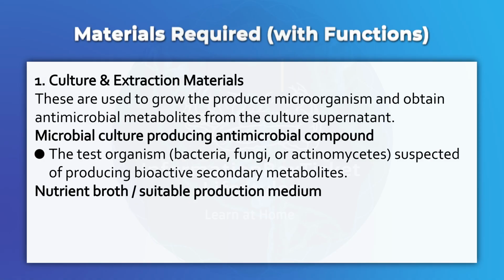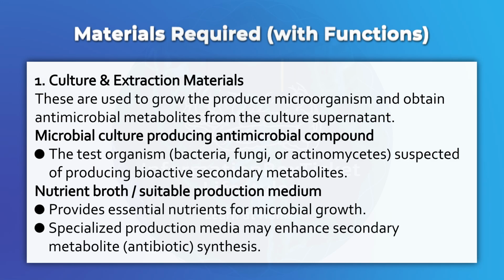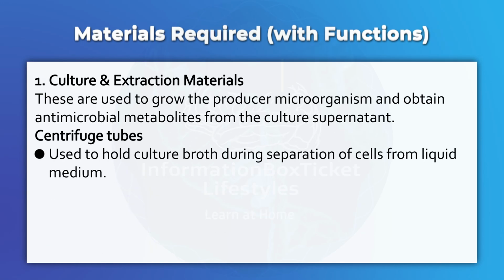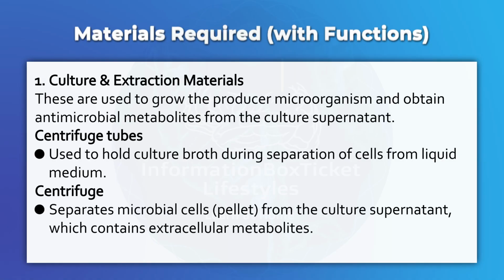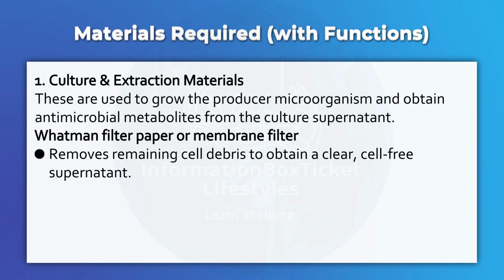Nutrient broth or suitable production medium provides essential nutrients for microbial growth. Specialized production media may enhance secondary metabolite, antibiotic synthesis. Centrifuge tubes are used to hold culture broth during separation of cells from liquid medium. Centrifuge separates microbial cells, the pellet, from the culture supernatant, which contains extracellular metabolites. Whatman filter paper or membrane filter removes remaining cell debris to obtain a clear, cell-free supernatant.